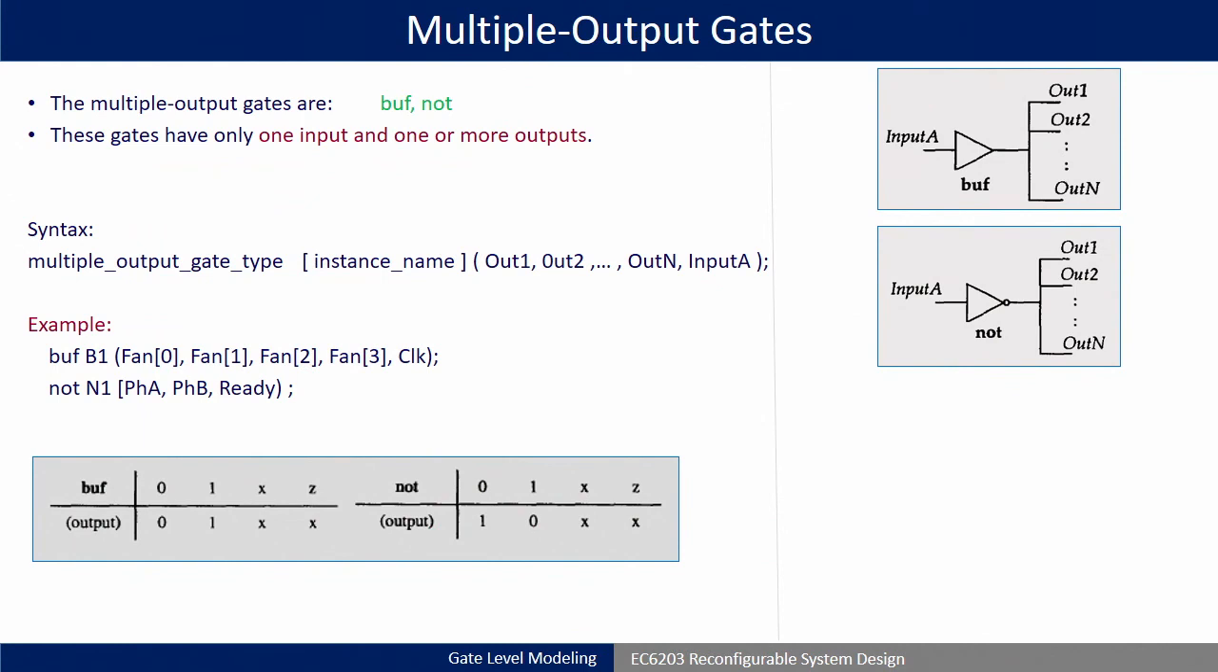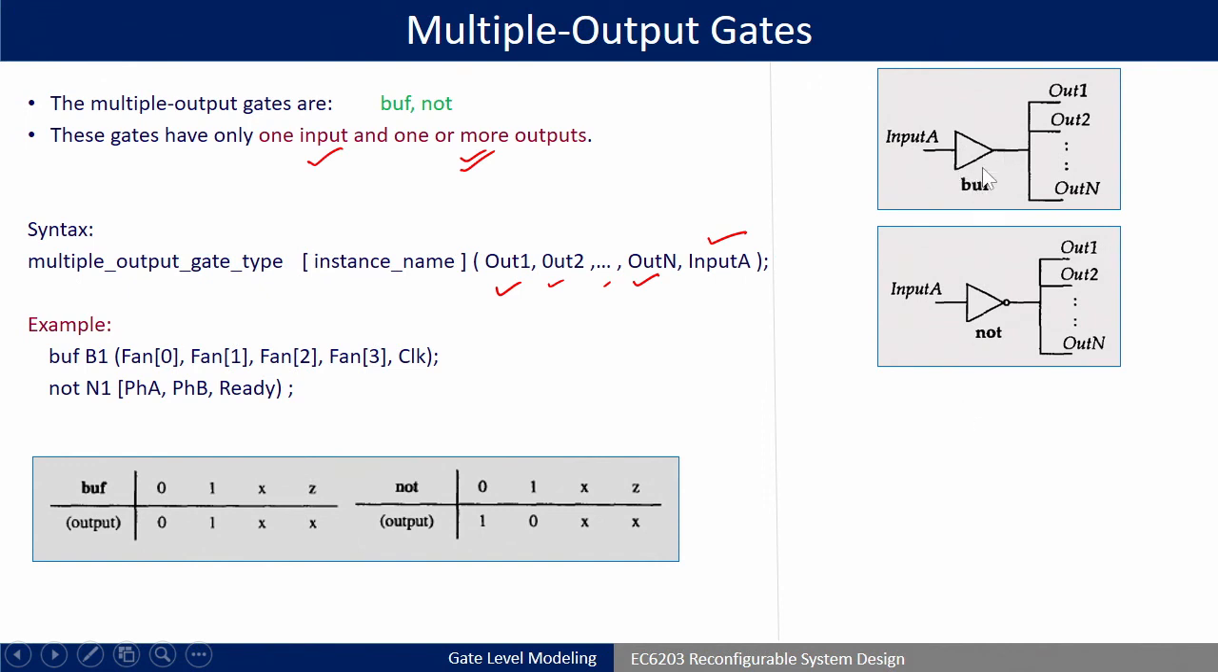Then coming to multiple output gates. Under multiple output gates we have buffer and NOT, two things. The syntax is the same: multiple output gate, then instance name, then, as I have told, output first, and here it is multiple output. So, all outputs should be written first, from out 1 to out n. Lastly, I will have only one input, because all these gates have only one input. Here I have written one input, whereas outputs are many.